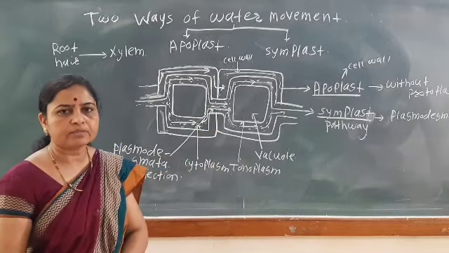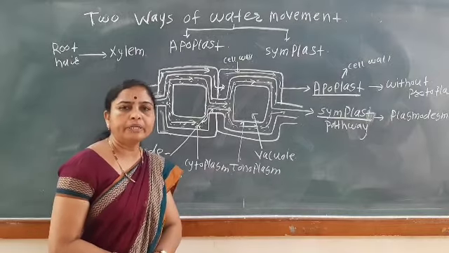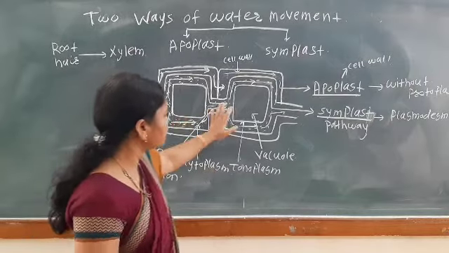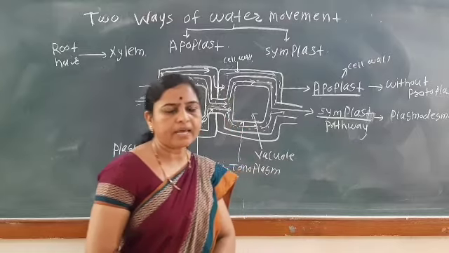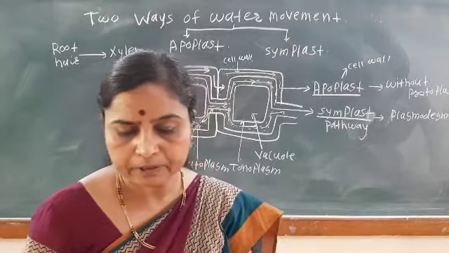Through the plasmodesmatal connection, or it is also known as the cytoplasmic bridge. And where this movement takes place is known as the symplast pathway.